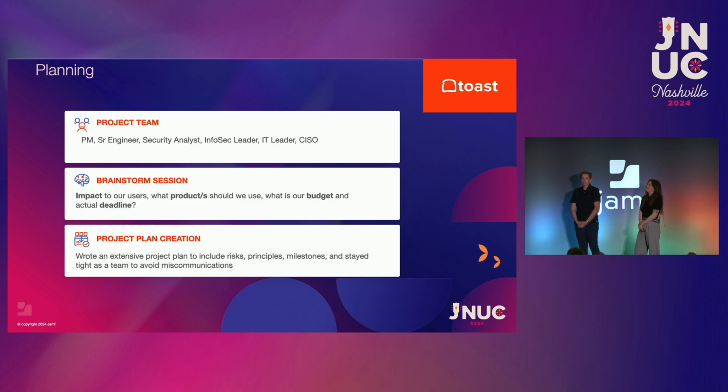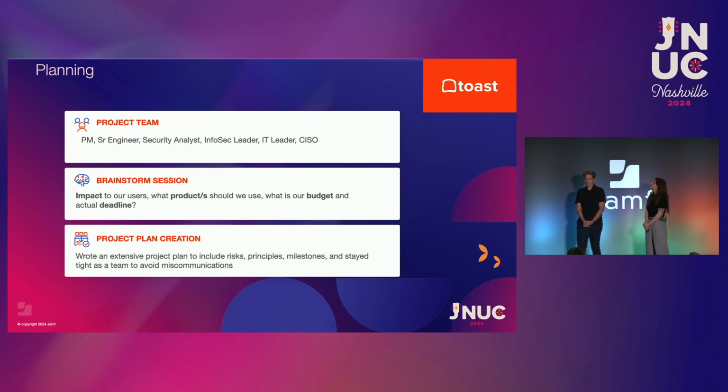So obviously at this point we were a little flustered and our heads were spinning. We did build out a project team in a relatively quick timeline and started sorting through things. Our team consisted of project manager, senior engineer, security analyst, InfoSec leader, IT leader, CISO, and also included stakeholders from our lines of business from R&D, finance, engineering, and sales.